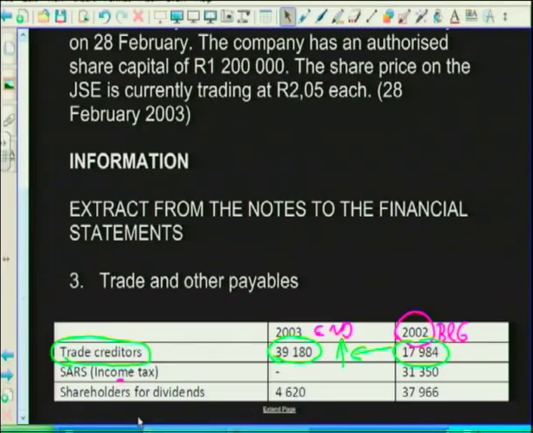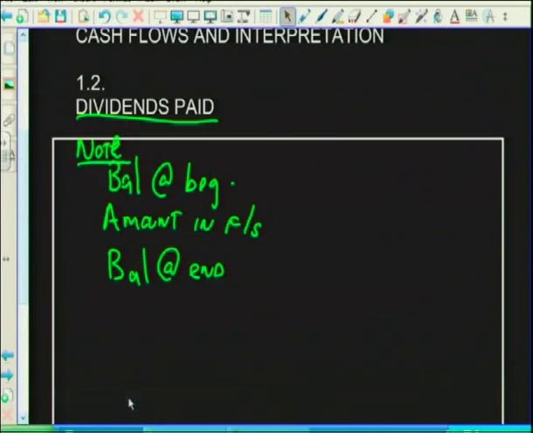Right, let's start. Balance at the beginning of the year. What am I owing my shareholders at the beginning of the accounting year? So let's go to my information, and there we go. Trade and other payables. I've got shareholders for dividends. At the beginning of the year, I am owing my shareholders 37,966 Rand. So let's take that through to our calculation.